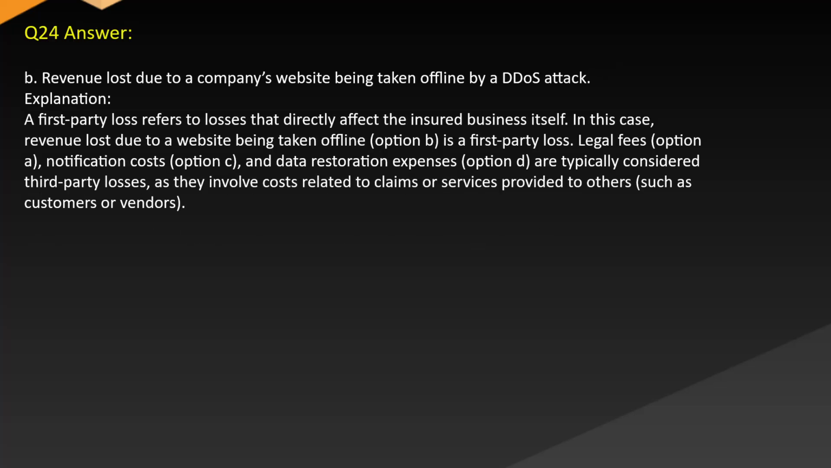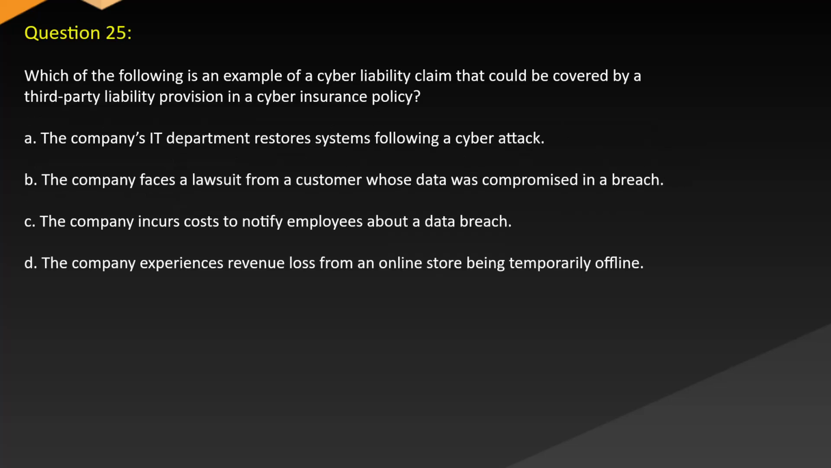Answer: B. Revenue lost due to a company's website being taken offline by a DDoS attack. Explanation: a first-party loss refers to losses that directly affect the insured business itself. In this case, revenue lost due to a website being taken offline, option B, is a first-party loss. Legal fees, option A, notification costs, option C, and data restoration expenses, option D, are typically considered third-party losses, as they involve costs related to claims or services provided to others, such as customers or vendors.